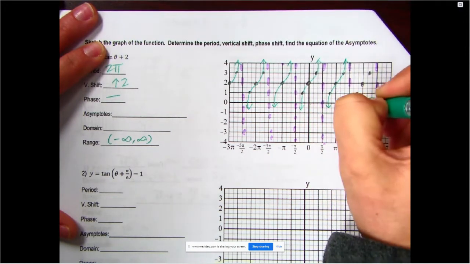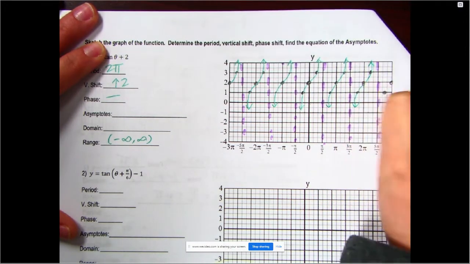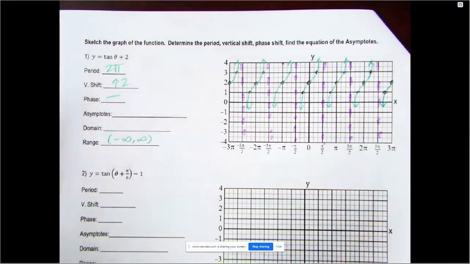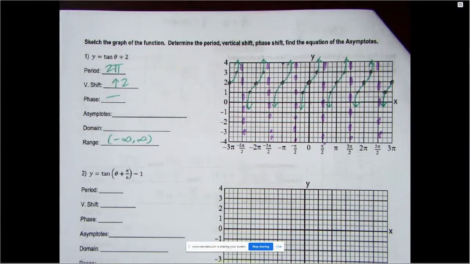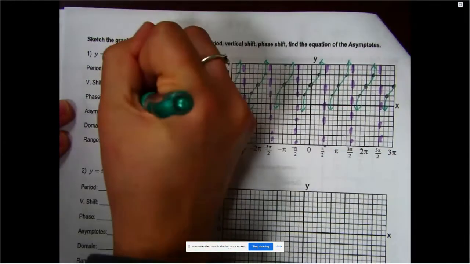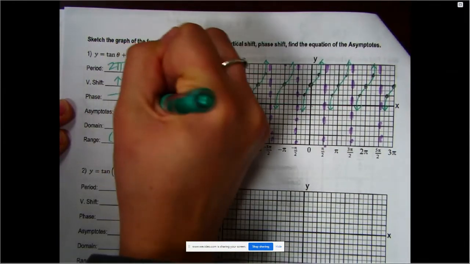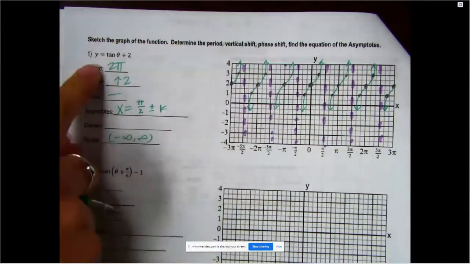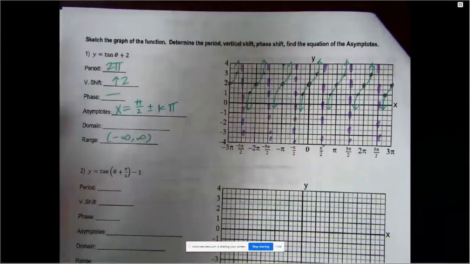Little snakety snakes, you know what I'm saying? Cute. Okay, so now let's get our equation of asymptotes and domain. So my asymptote, x does equal... Let's pick an asymptote. I'll pick pi over 2, plus or minus k, half the period, pi.